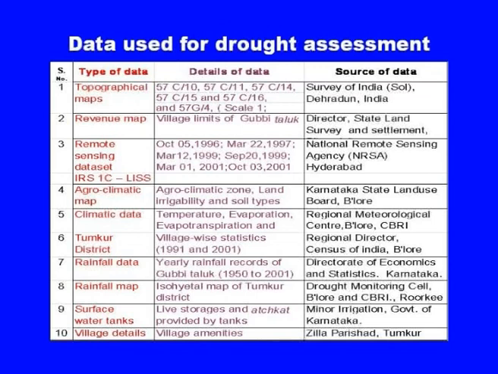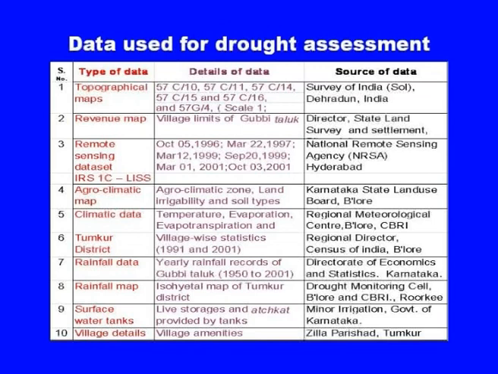Then we may require the village wise statistics of a particular district, and this could be available from the regional director of the Census of India, or we can get it from the Director General of the Census of India. Then rainfall data, this also can be had from IMD or it can be brought from other agencies. Then the rainfall map, this map could be maintained by various agencies who may be involved.